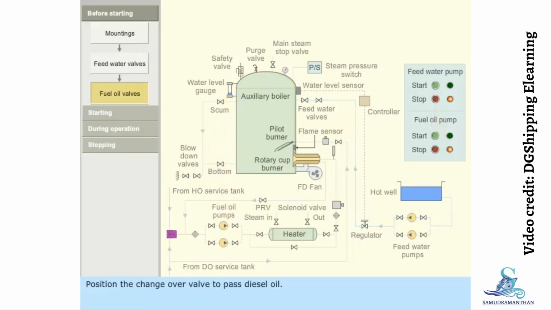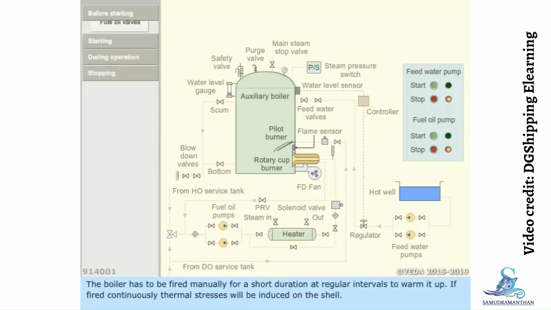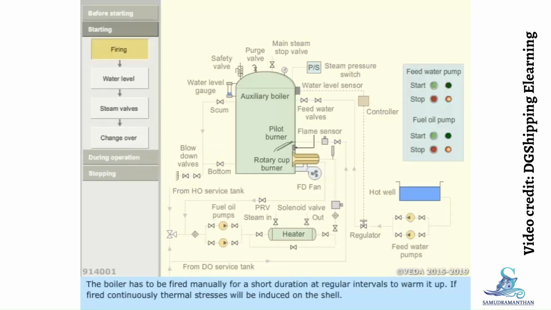Position the changeover valve to pass diesel oil. Open the fuel oil pump suction and delivery valves. Open the heater bypass valve. Close the heater inlet and outlet valves. The boiler has to be fired manually for a short duration at regular intervals to warm it up. If fired continuously, thermal stresses will be induced on the shell.